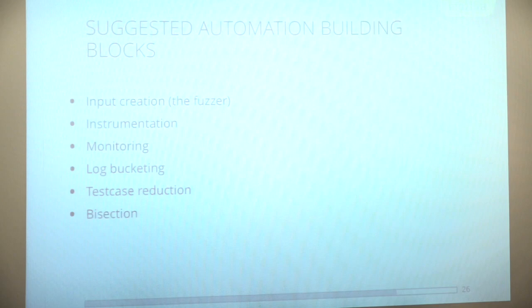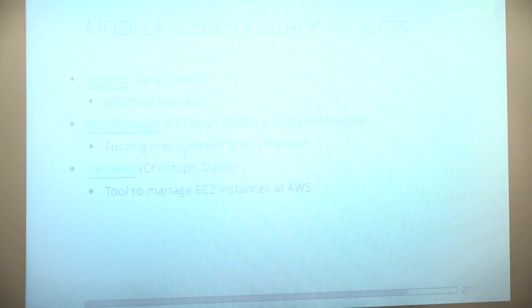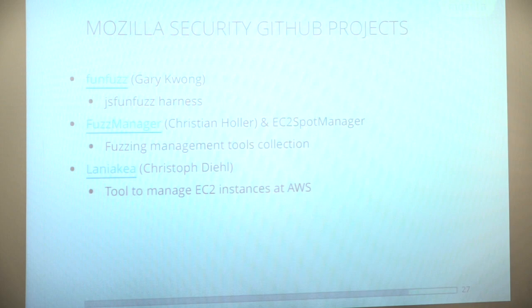The workflow should involve the fuzzer, the instrumentation, where you're instrumenting the code for the dynamic analysis tools. You monitor such that it's running 24/7 properly. You bucket the issues. Say you have different stack traces that differ from each other just by one line. They're actually essentially the same thing. And then you reduce the test case and bisect them automatically, all done automatically. So we have some projects that will help with all these, and all these are open source.